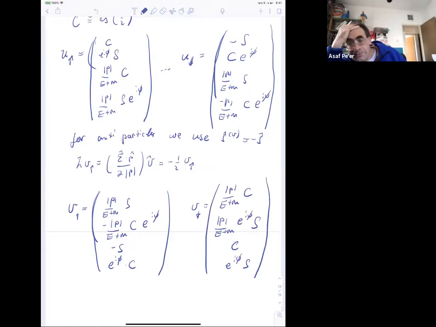Alrighty. It's a bit lengthy, but it was mostly just algebra, mainly to show you that there are these states which are solutions to the Dirac equation and eigenstates of the Hamiltonian and helicity. Questions?